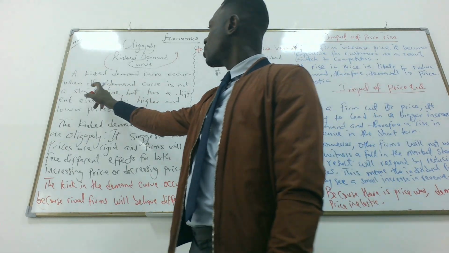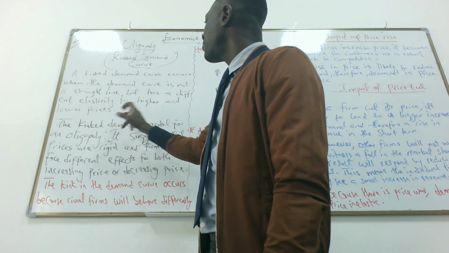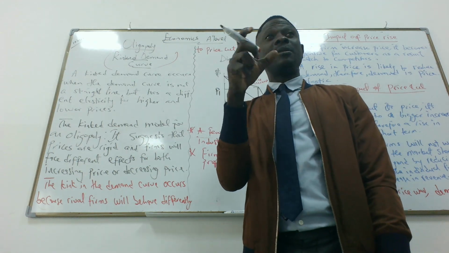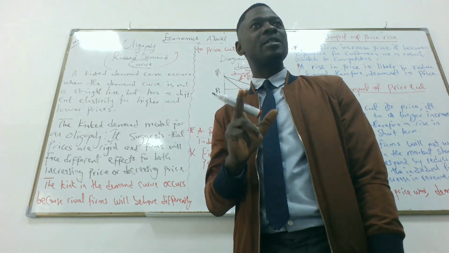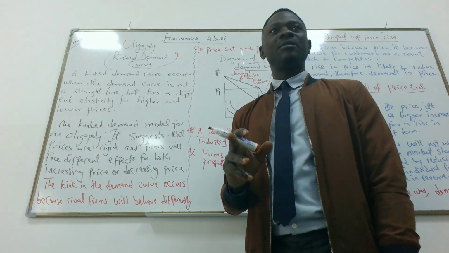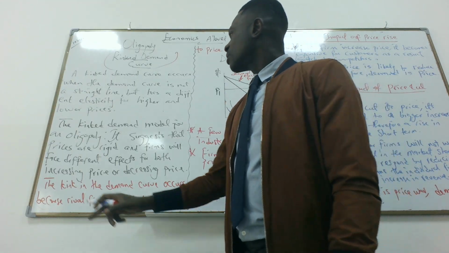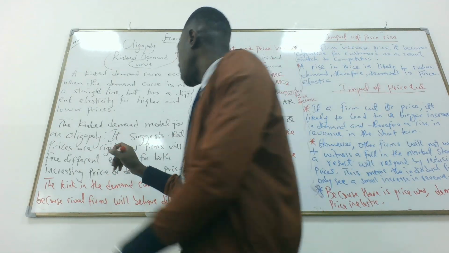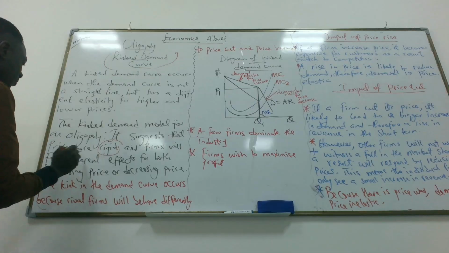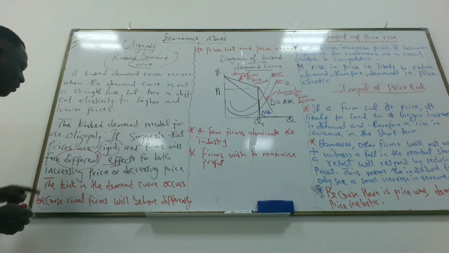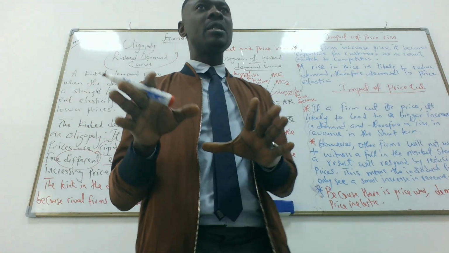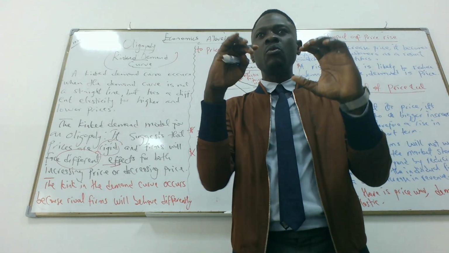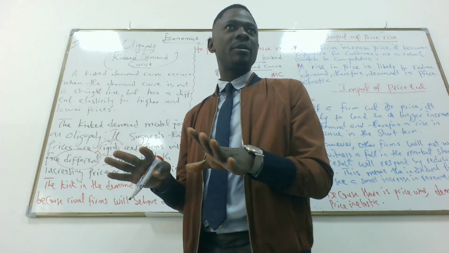A kinked demand curve occurs when the demand curve is not a straight line, but has a different elasticity for higher and lower prices. There are changes in price based on the action of a firm in the oligopolistic market, and that has changed the demand curve to be kinked. The kinked demand model for oligopoly suggests that prices are rigid, and firms will face different effects for both increasing price and decreasing price. So it's not going to be the same way. When you increase the price or decrease the price, rivals respond in different ways.